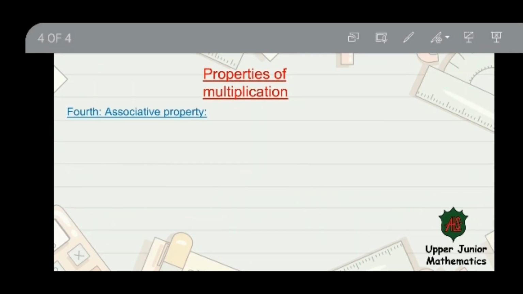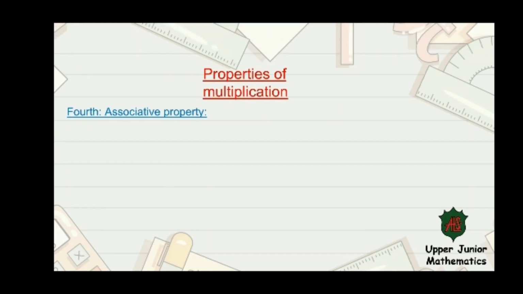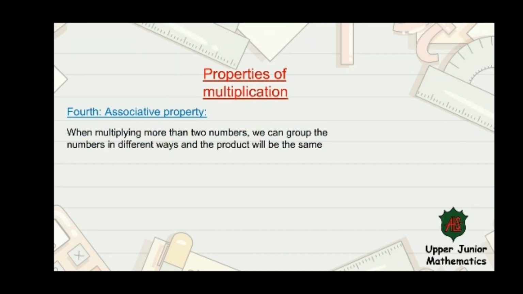The fourth property is the associative property. When multiplying more than 2 numbers, we can group the numbers in different ways and the product will be the same. Let's see. For example, if I want to multiply 4 and 5 and 2, you can put the 4 and the 5 in one group or in one bracket and multiply them by 2. Or you can put the 5 and the 2 in one group or in one bracket and then multiply them by 4. So, will this grouping change the answer?